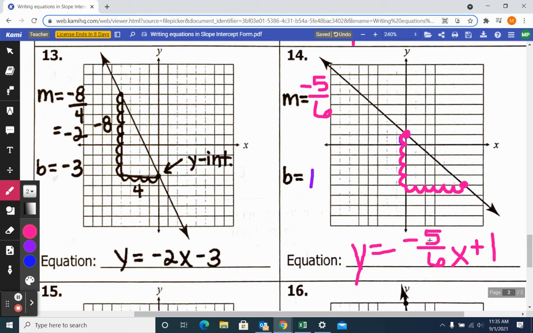Okay, I'm going to give you a minute to attempt 15 to 16. If you don't get completely done, that's fine. We're going to attempt 15 and 16.